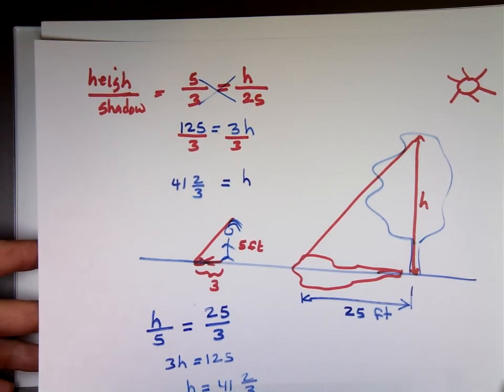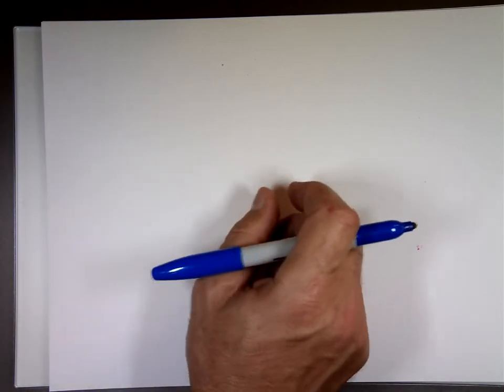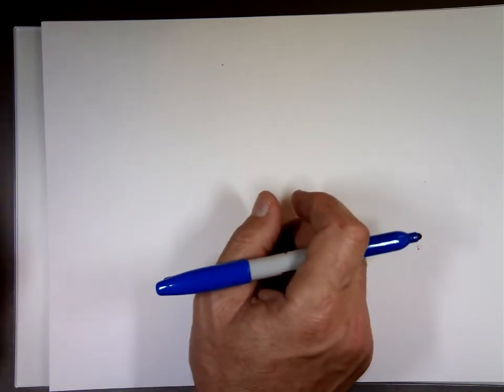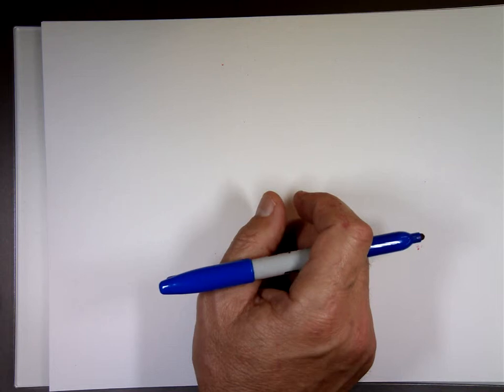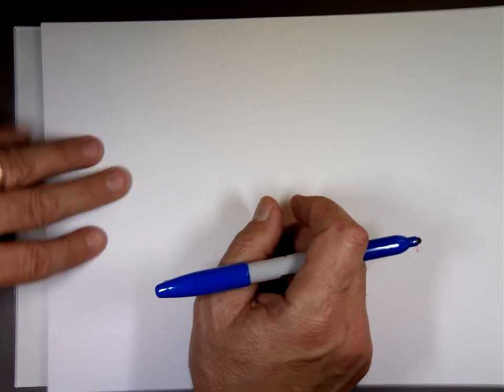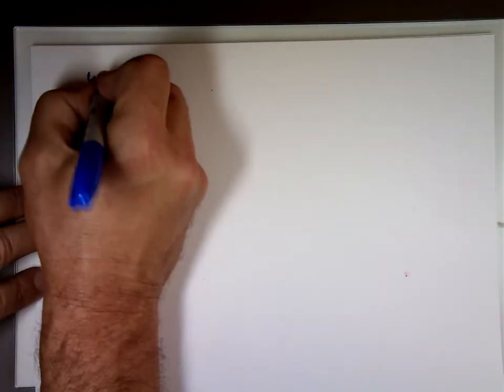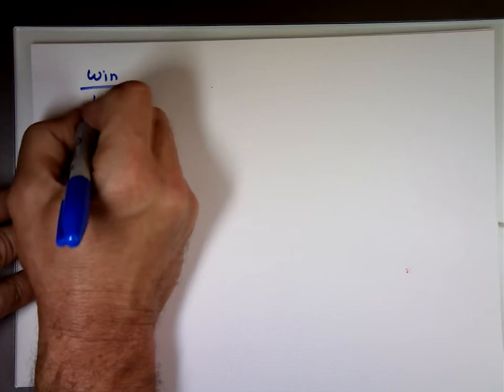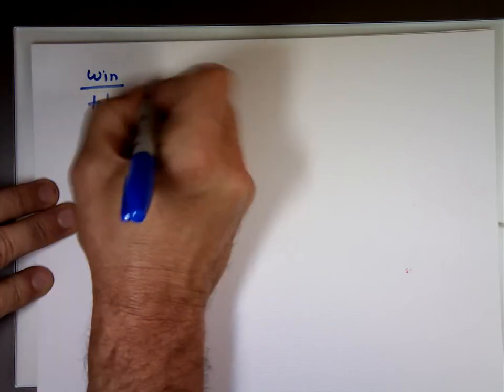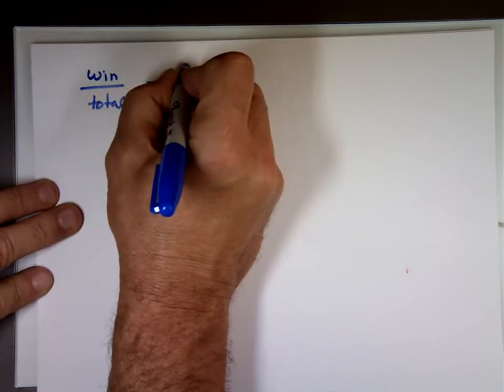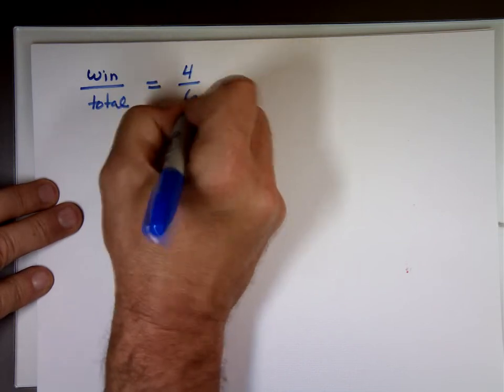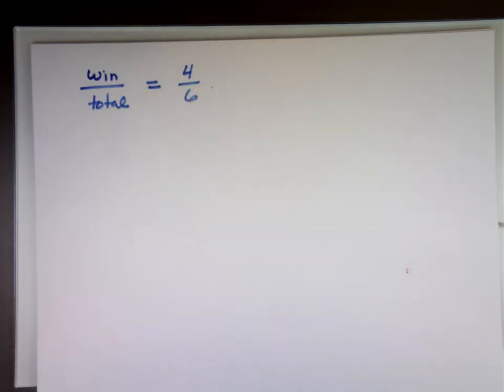Let's look at the New England Patriots. Sports. They won 4 games and they lost 2. So far, their win to the total is what? The ratio, it's 4 to 6. Oh yeah, we had a question on that one.